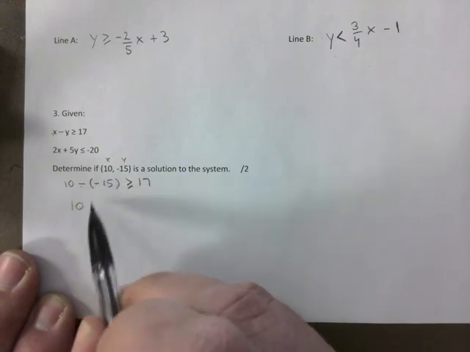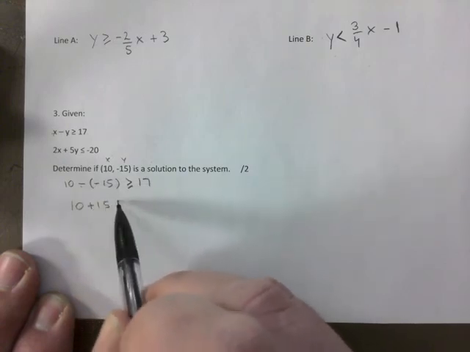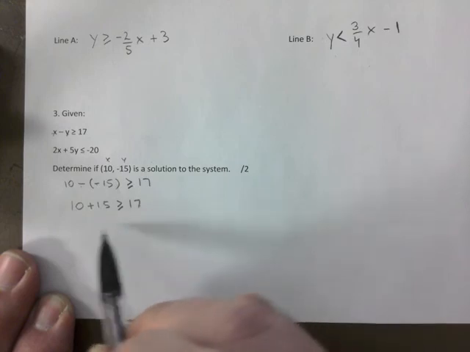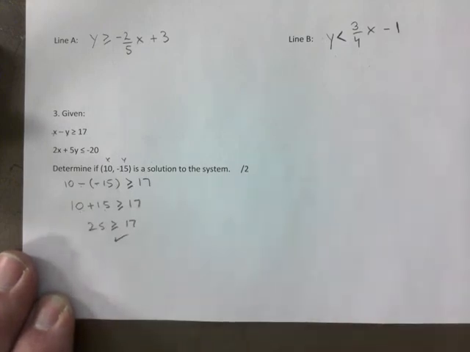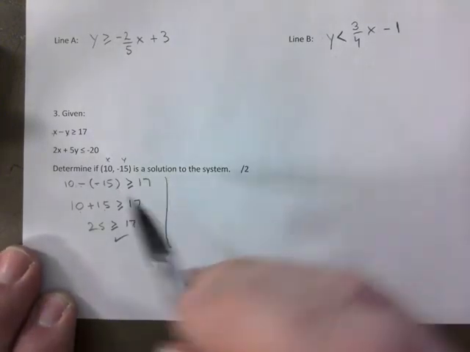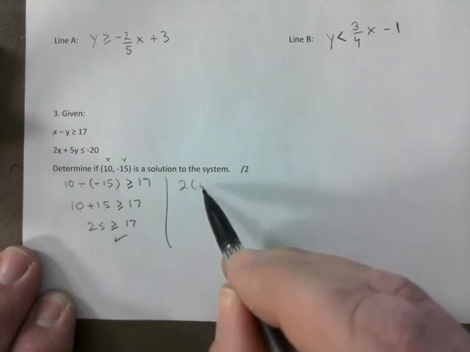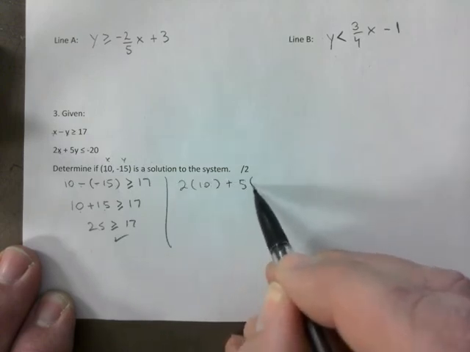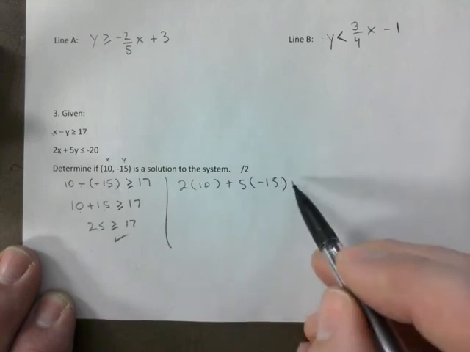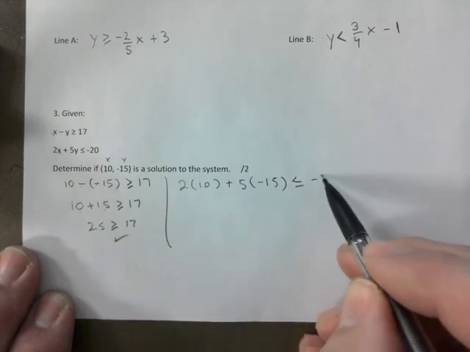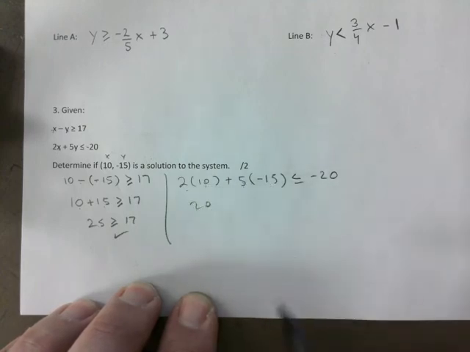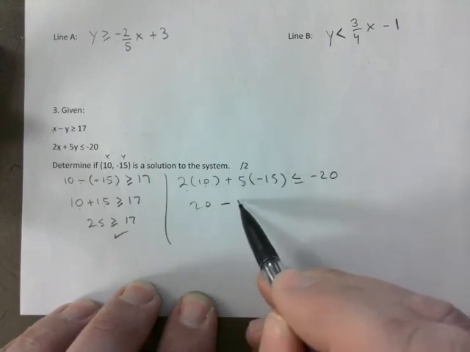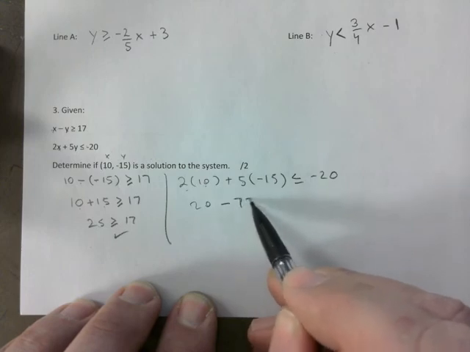10, negative and negative turn positive. This is 25. And so check, that does pass the test, right? 25 is definitely greater than 17. Then I'm going to try it with the second one. 2 times x plus 5 times y is supposed to be less than or equal to negative 20. 2 times 10 is 20. 5 times negative 15 is negative 75. Yeah, there we go.